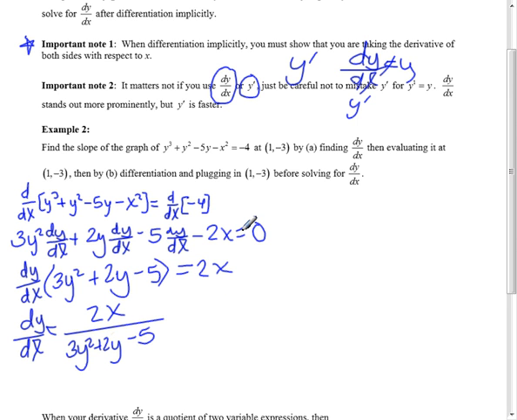So now I've found dy/dx, and I want to evaluate it at the point 1, negative 3. Okay, so this is what I'm saying. Evaluate it at the point 1, negative 3. Alright, so to evaluate it there, just simply plug in those numbers. Okay, you can plug in those numbers yourself just to double check me here, but I believe that you should get 1/8.